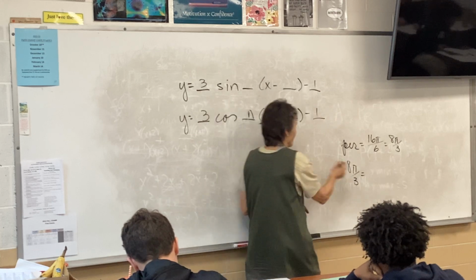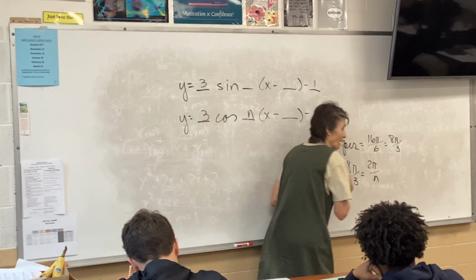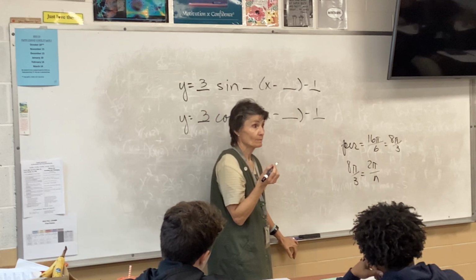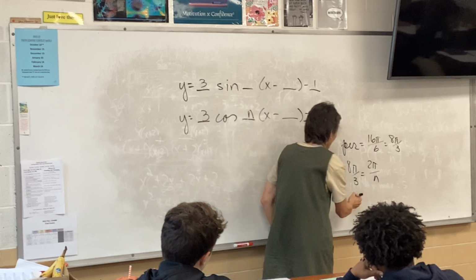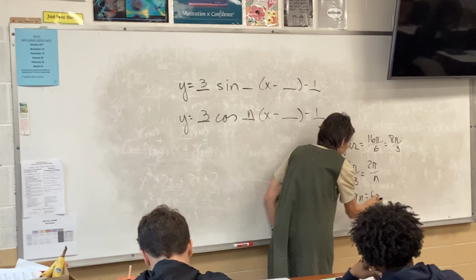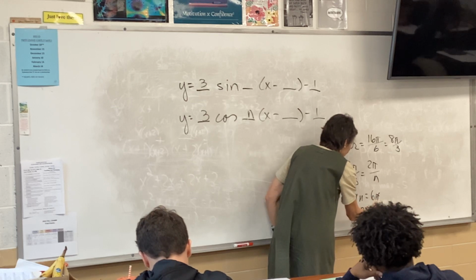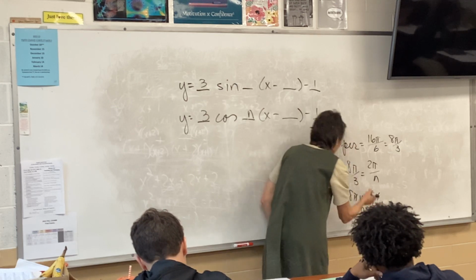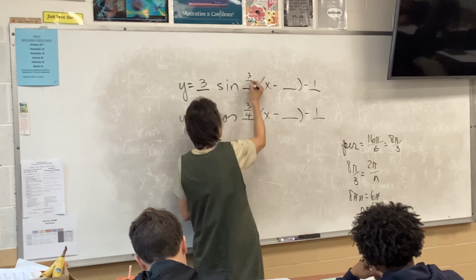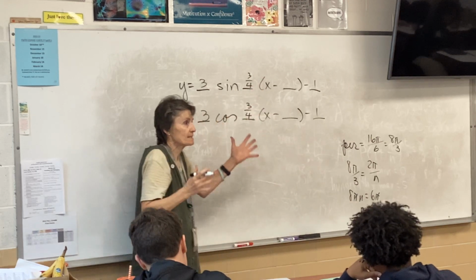And if the period is 8 pi over 3, then 2 pi divided by that number has to equal 8 pi over 3, right? So 8 pi n has to equal 6 pi, and the pi's are going to cancel, so it looks like n equals 6/8 or 3/4. And again, they're both 3/4. It's the same picture.